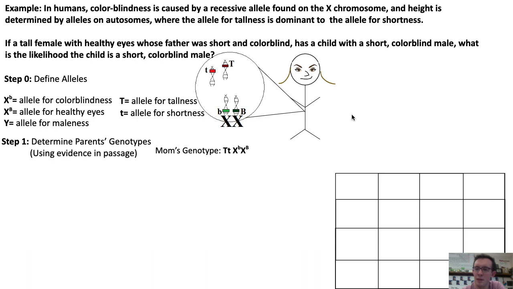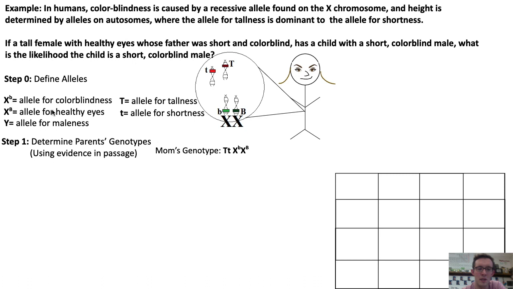And we'll do the same thing for the hypothetical father. In this case, it's a short colorblind male. And so we know that in order for this male to be short, he must be homozygous recessive for shortness. Have two copies of the recessive allele, because if he got a dominant allele, he wouldn't be short.